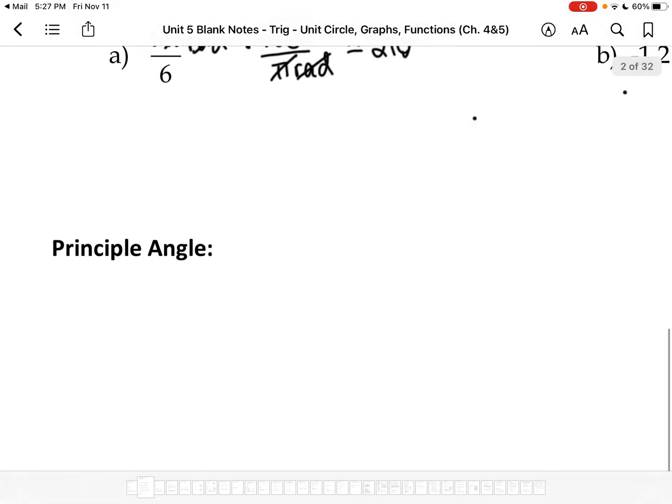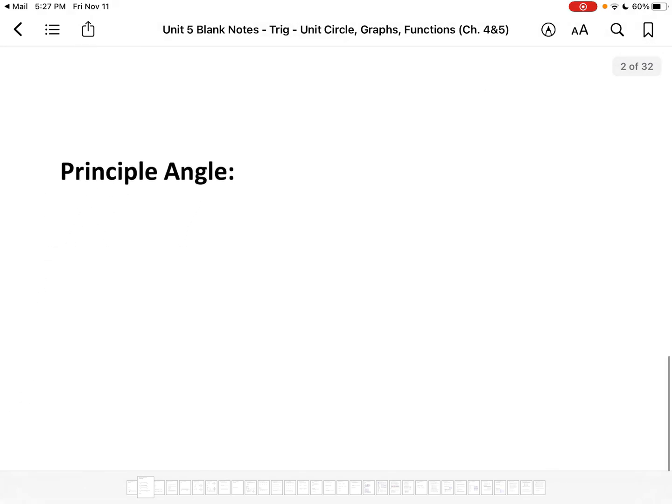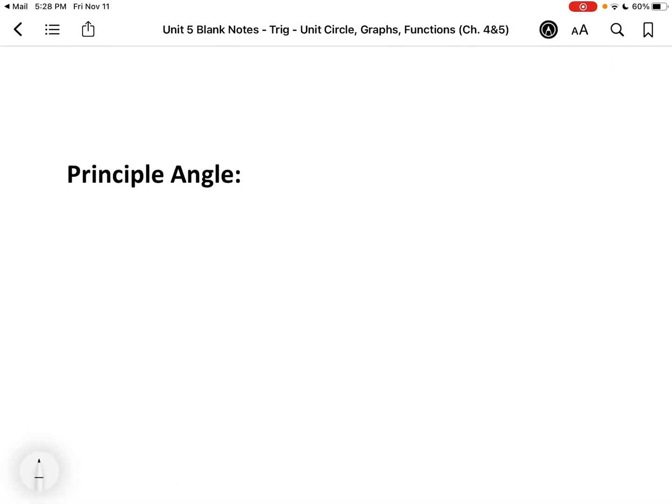Okay? All right, some terminology. The principal angle. The principal angle, theta, is the smallest positive angle. And this is for an angle written in standard position.